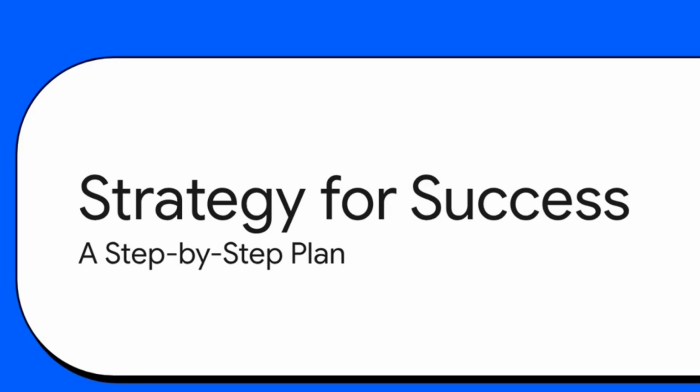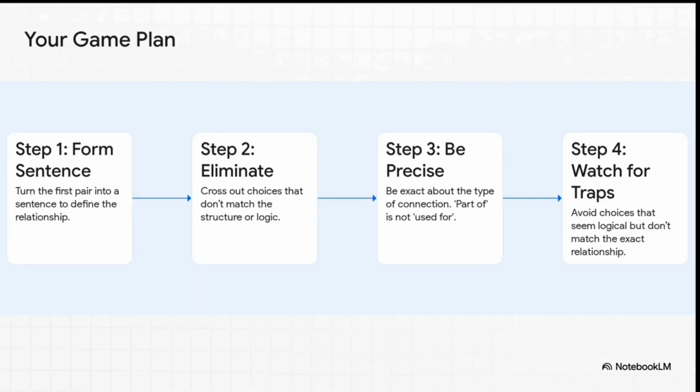But what happens when you're under pressure, like, during a test? Having a clear, repeatable strategy is your absolute best friend. So let's walk through a 4-step plan for success. This is your game plan every single time. First, and this is the most critical part, turn that first pair into a complete sentence. Just like we did, a nib is a part of a pen. Second, use that sentence as a filter to immediately cross out any choices that obviously don't fit. Third, be super precise. This is where people get tripped up.